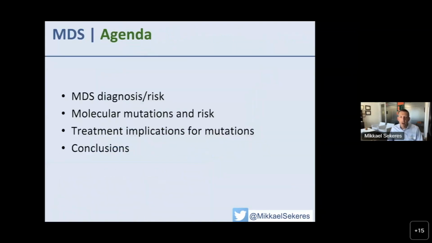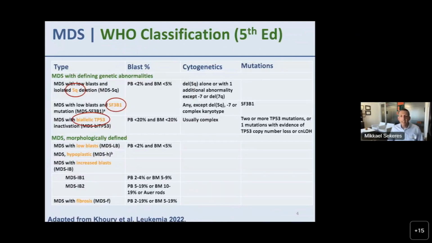I'll start off talking about MDS diagnosis and risk, talk about molecular mutations and risk, treatment implications for those mutations, and then I will try to draw some conclusions from all of this information. We'll talk about MDS diagnosis and risk. Well, recently we had revisions in how we classify the myelodysplastic syndromes, and those revisions didn't always agree with each other. So it's left a lot of our field in a little bit of confusion.